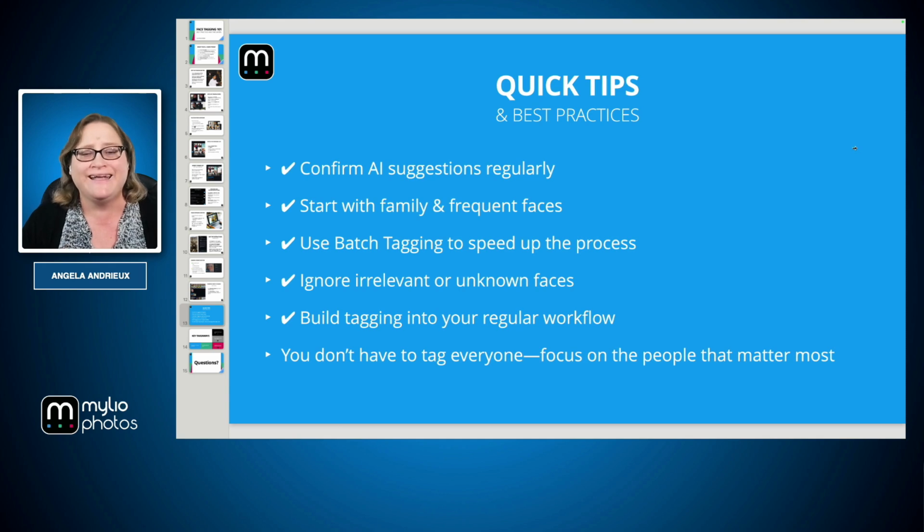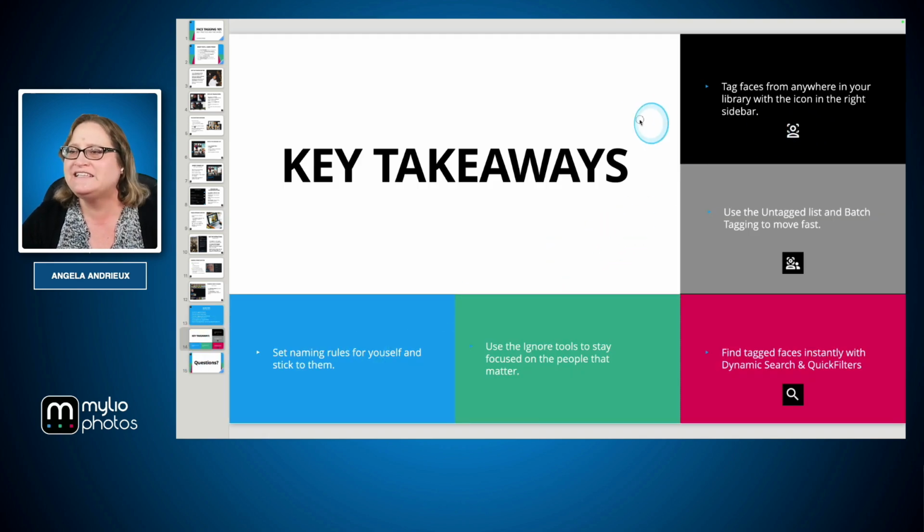Start with people that you recognize, your family, your friends, the people who are most important in your life. Don't spend a lot of time trying to tag people that you don't know. You can either ignore them, which tells Mylio, don't put a circle on their face anymore, or just skip it and come back to those people later. Use batch tagging to speed up the process. It makes it a lot more fun, in my opinion. Ignore those irrelevant and unknown faces and make it part of your regular workflow. Just keep in mind, you don't have to tag everybody. It's about the people who matter most because those are the people you're going to be searching for in your library.